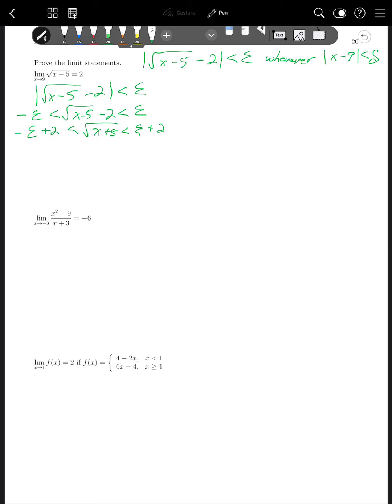Right, and now I'm going to square both sides. So if I square this side, it's epsilon squared minus 4 epsilon plus 4 is less than x plus 5, which is less than epsilon squared plus 4 epsilon plus 4. And then subtract, at this point, remember what we're trying to make. What we're trying to make is x minus 9. So there's a couple ways you could go about this.